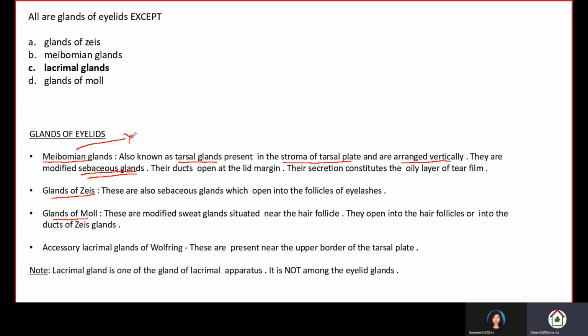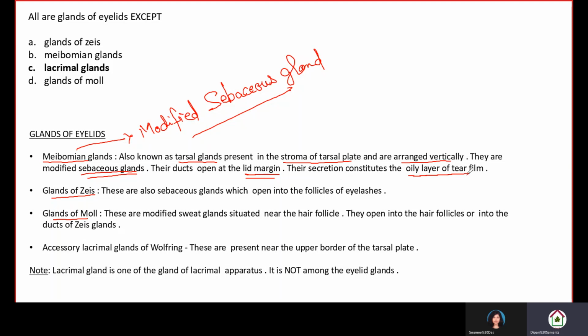So very important to remember that they are modified sebaceous gland. A simple, very direct question can come like this also: which type of gland are the meibomian glands? So you need to remember modified sebaceous gland, and their ducts open at the lid margin. Their secretion constitutes the oily layer of the tear film.